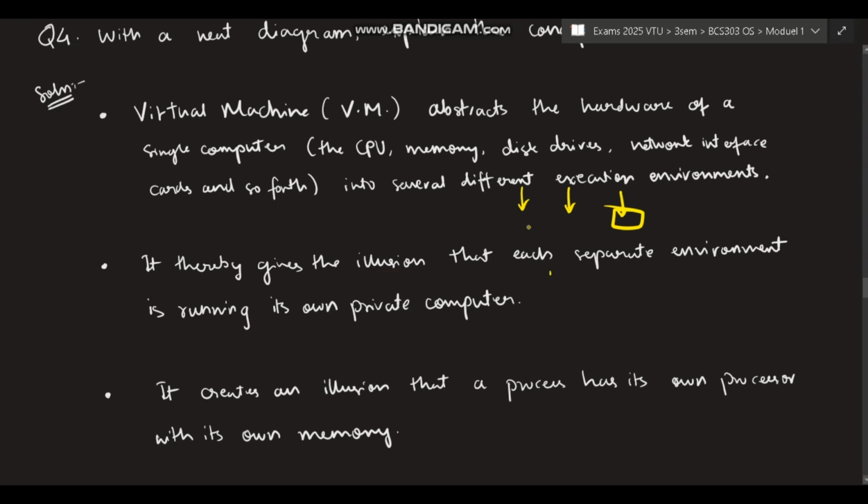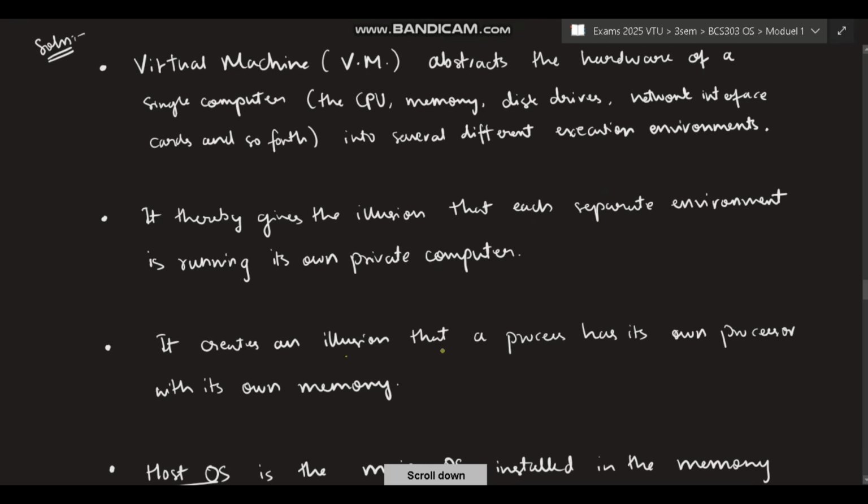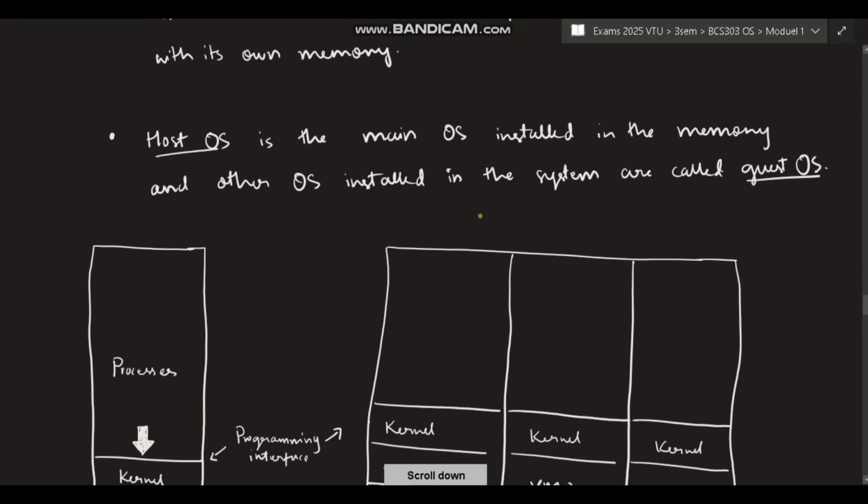So it will look like all of them are executing different systems, but in reality they are referring to the same hardware. It creates an illusion that a process has its own processor with its own memory, but the processor as well as the memory is actually being shared. You'll understand this when I show you the diagram.